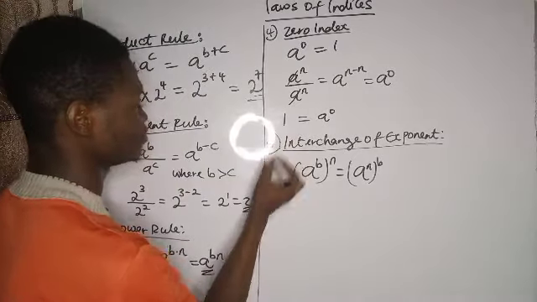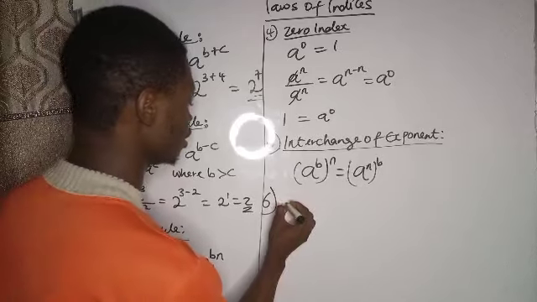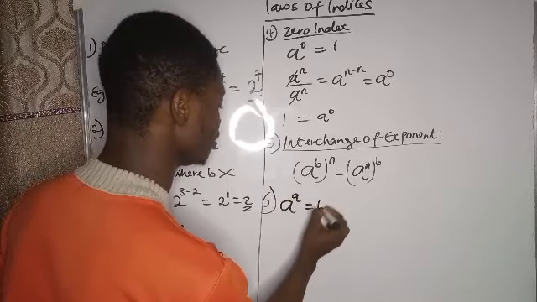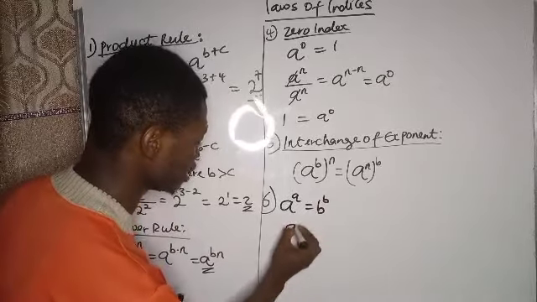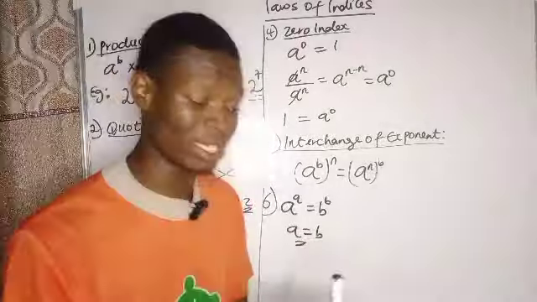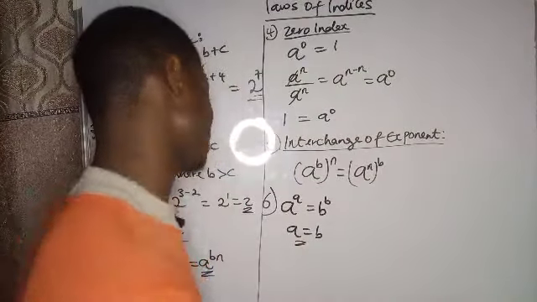So number 6. If you have a raised to the power of a is equal to b raised to the power of b, that a is equal to b. So I don't know the name of this rule, but you can say by comparison. But this rule is very, very important.